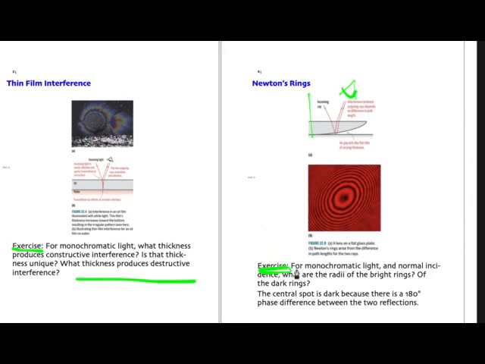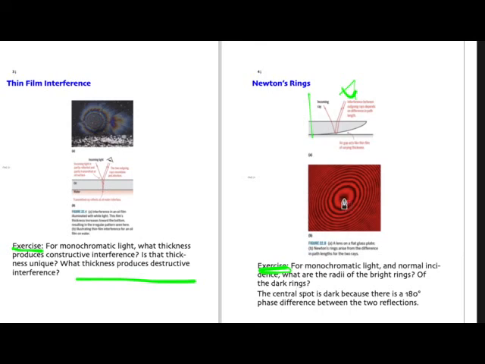For monochromatic light and normal incidence, so we could consider light coming in at an angle, but the simple cases where light comes in perpendicular to the flat surfaces. So for monochromatic light and normal incidence, what are the radii of the bright fringes, or the bright rings? And conversely, what about the dark rings?